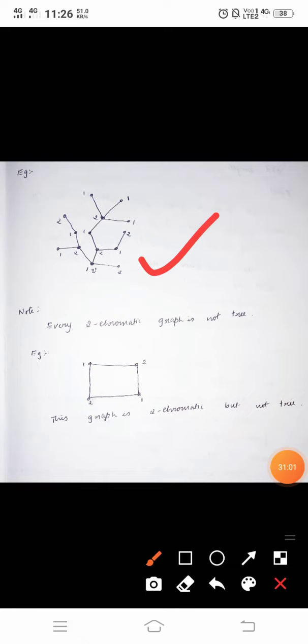See here. Next note, every two chromatic graph is not a tree. We proved that every tree is two chromatic, but the converse need not be true. Every tree is two chromatic, but every two chromatic graph is not a tree. See here, this is a two chromatic graph. It needs only two colors to paint, but it is not a tree because here we have a circuit.